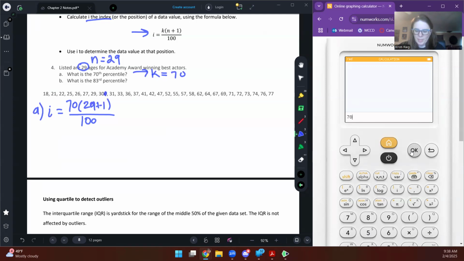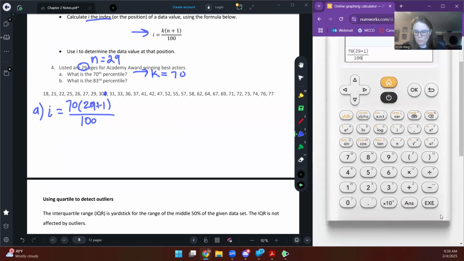And I can type in 70, and then the parentheses are above the times and the division. So 70 times 29 plus 1, close parentheses. And then to get over 100, I just hit the division button and it brings everything up. And then I put 100 and hit execute or enter.